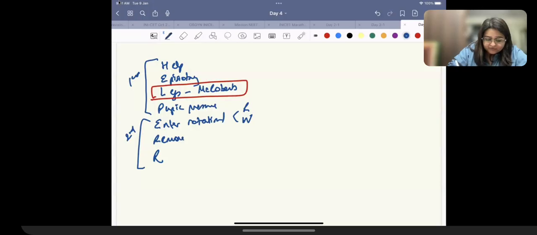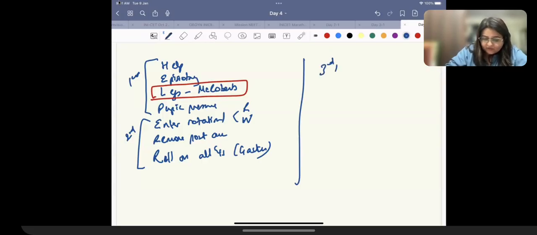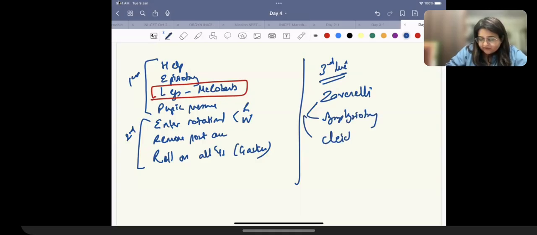R is remove the posterior arm. The second R is roll on all fours, that is the Gaskin maneuver. Then you have the third line, or the last resort maneuvers. You have Zavanelli, you have symphysiotomy, and you have cleidotomy.